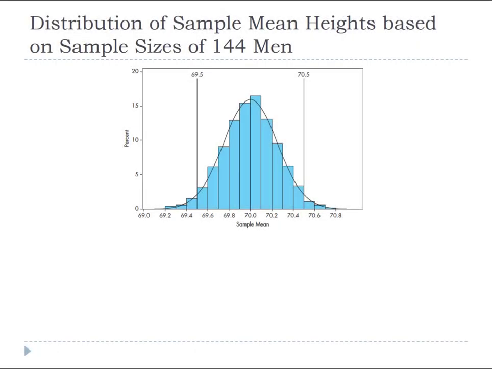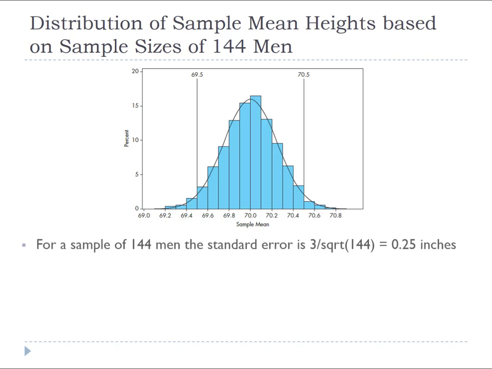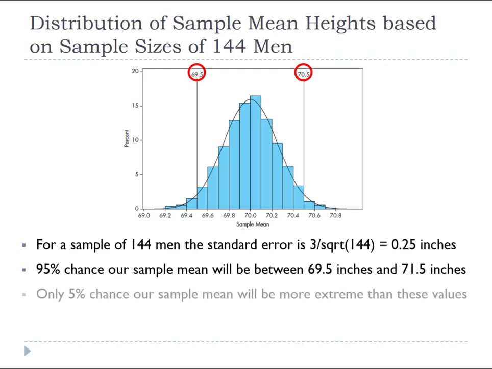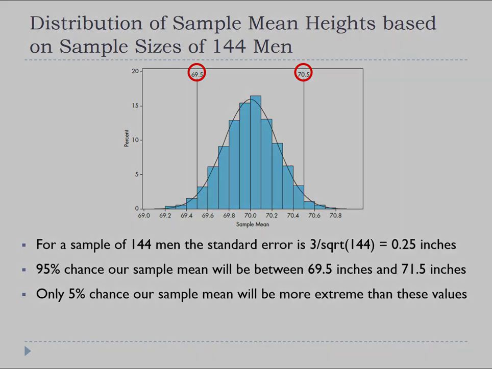If we were to select a sample of 144 men, the standard error would be approximately equal to 0.25 inches. There is a 95% chance or probability that our sample mean height would be between 69.5 inches and 70.5 inches, a very narrow range of values. There's only a 5% chance of obtaining a sample statistic more extreme than these values, or more than 2 standard errors from the population mean.